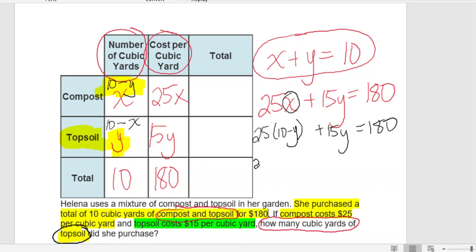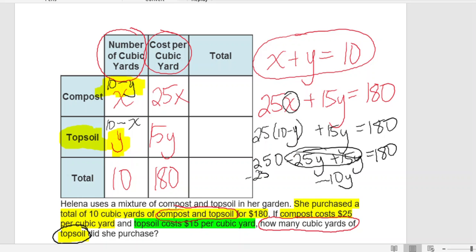So then when I solve this, I get 250 minus 25y plus 15y equals 180. Combine my like terms, a negative 25 and a positive 15 is negative 10y. So I've combined my like terms. Subtract 250 from both sides. 180 minus 250 is negative 70. Divide by negative 10 on both sides, and y equals 7. So I just found that topsoil was 7 cubic yards.